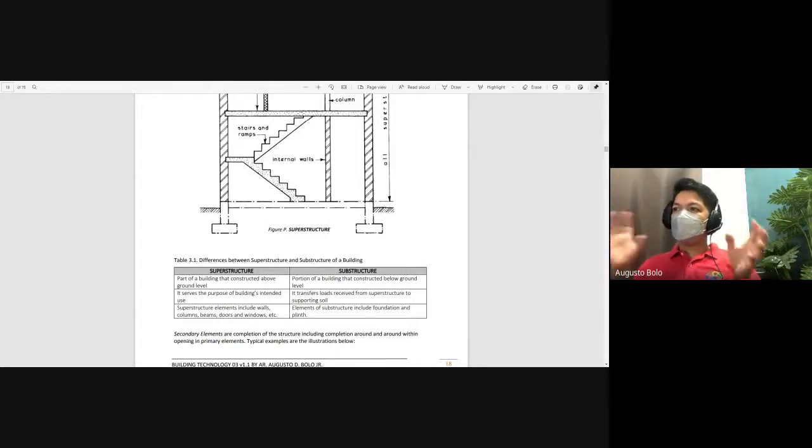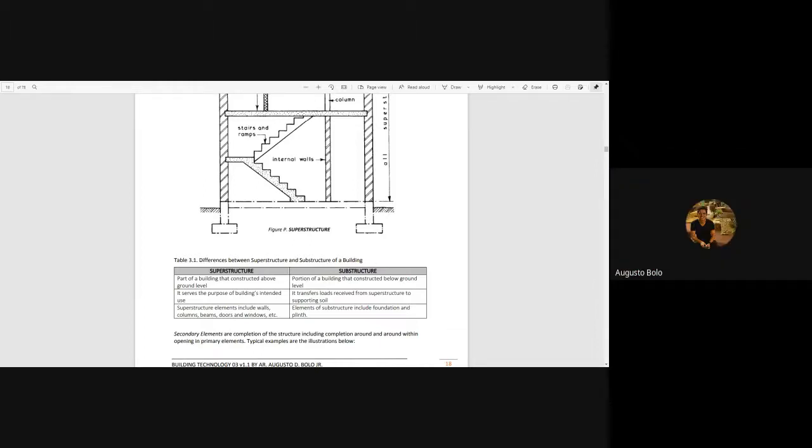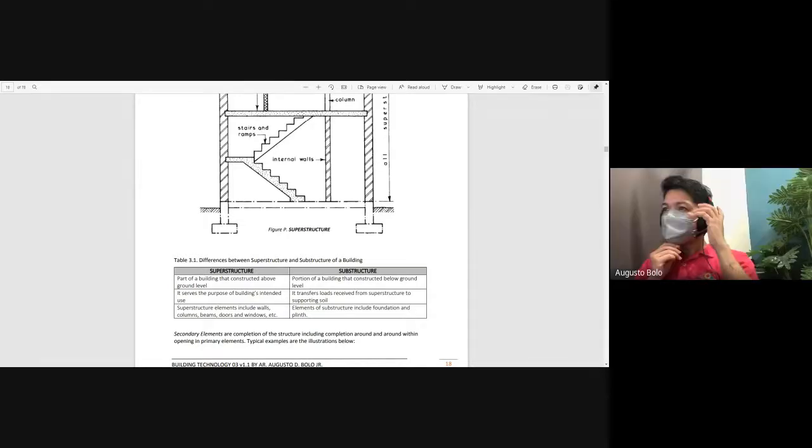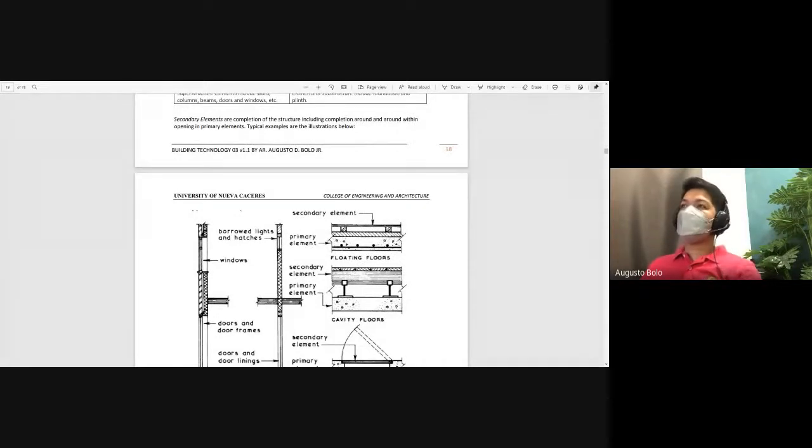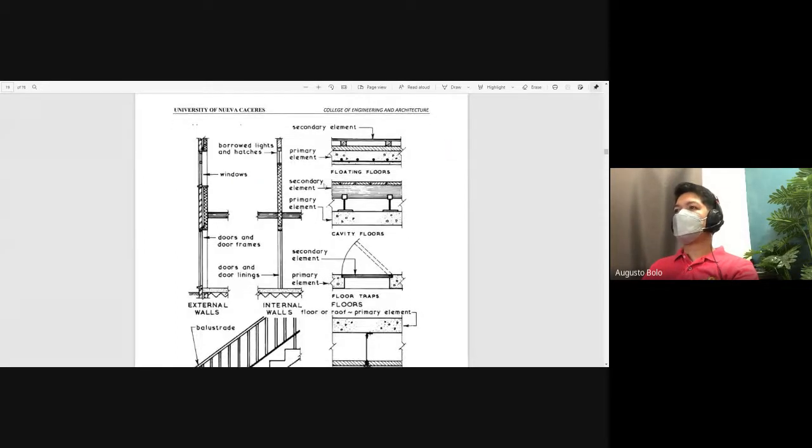So ang comparison is elements of the substructure, which include the foundation system and plinth, are also connected to your superstructure elements such as the walls, columns, beams, and your doors and windows. Okay. Secondary elements are completion of the structure, including completion around and within the opening in the primary elements. Typical examples are the following illustrations.